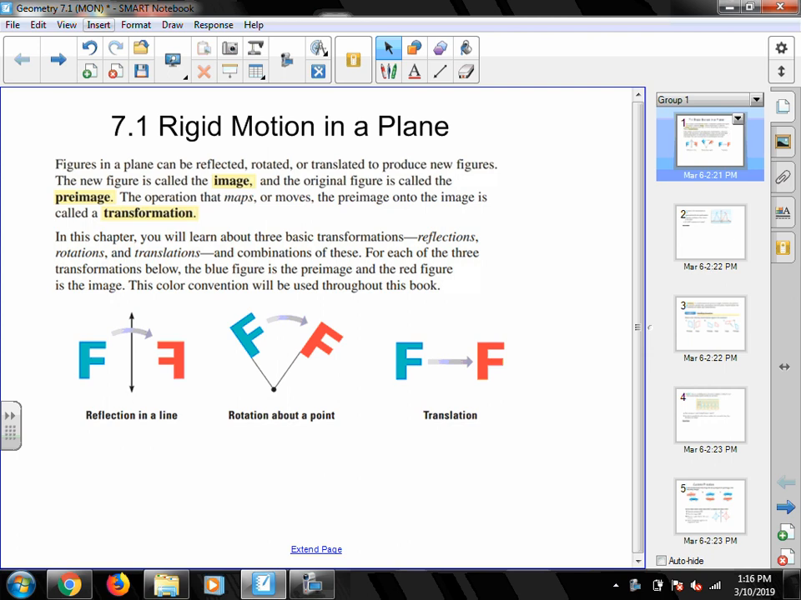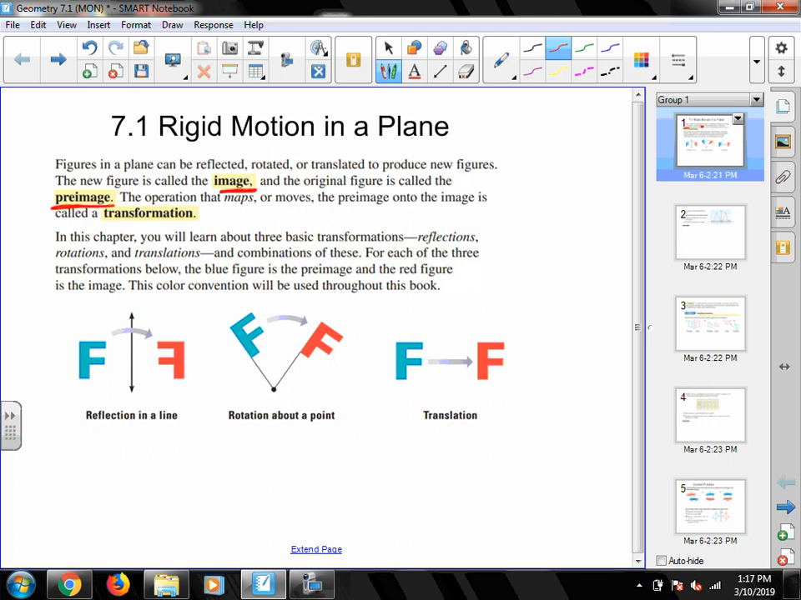So there's three motions that we're going to talk about. They're going to be called a reflection, a rotation, or a translation, and I'll talk about those more in depth in just a second here. But right away, we start with an original picture and then the picture you get after you do that reflection, rotation, or translation. The picture that you get after you have done that is called the image. The original picture is going to be called the pre-image.